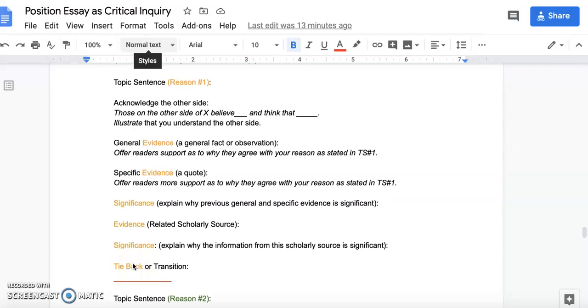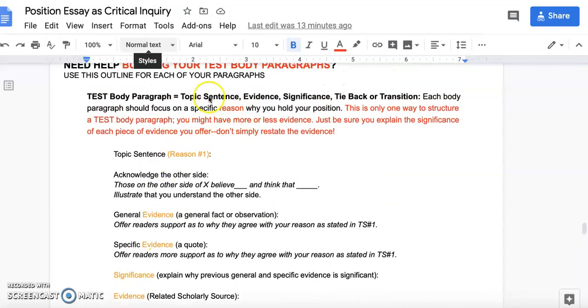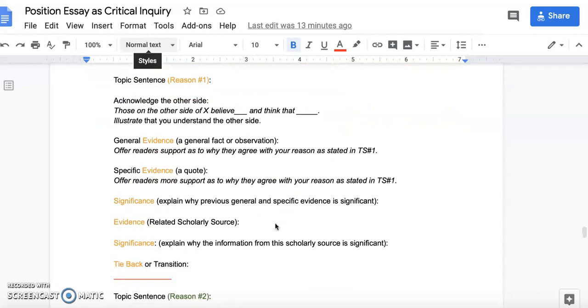Okay, so basically, as you're writing your paragraphs, your paragraph is framed with your topic sentence and then your tie back. And in the middle here, your evidence and significance, you can play around with how that's formatted. Again, you might put two pieces of evidence right next to each other and then explain those together in the significance. You might do evidence, significance, evidence, significance. You can play around with whatever makes the most sense to you, but make sure that you have at least two pieces of evidence and that you are always explaining how that evidence is proving whatever your claim is. Okay, so that is the TEST model.